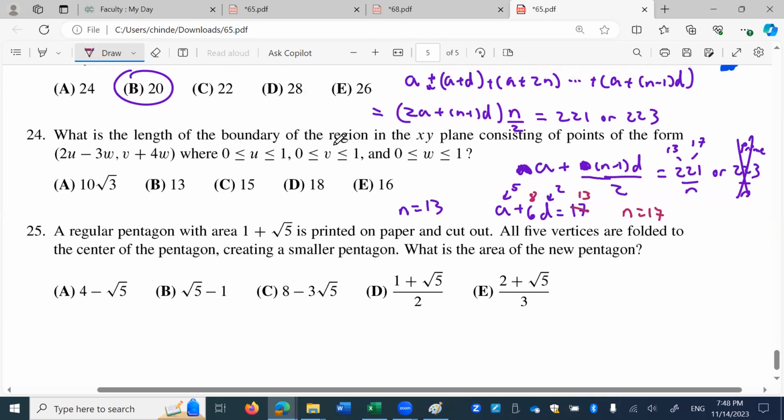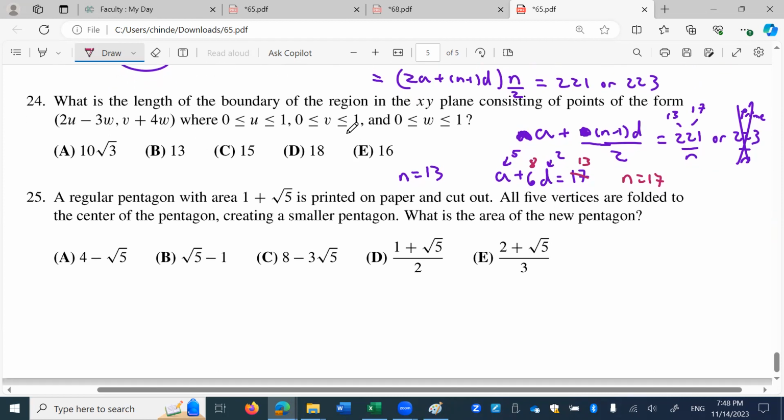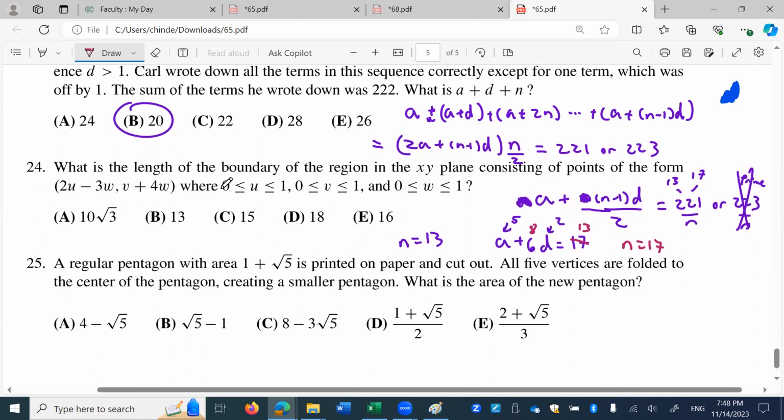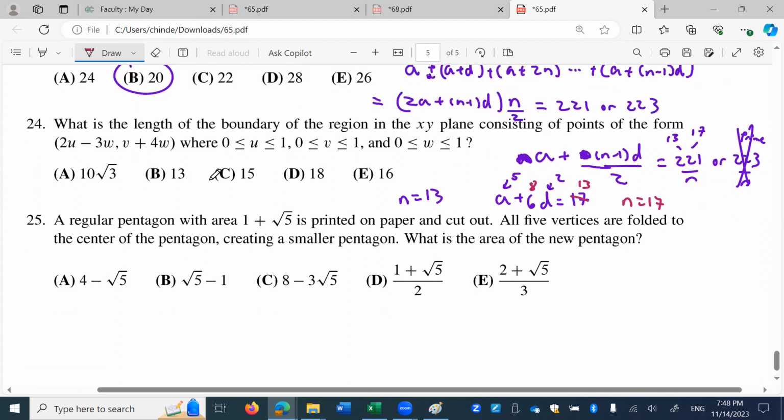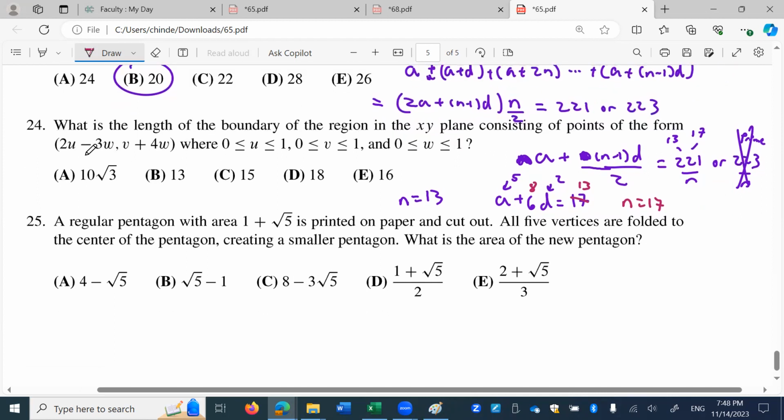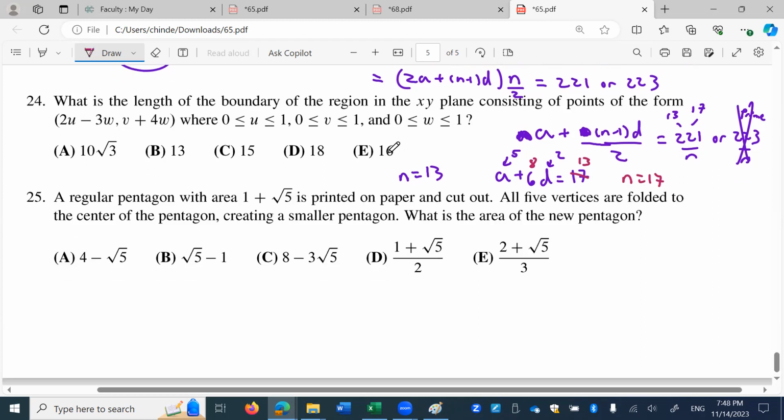All right, so we have to form a region in the plane of points that look like this, where U, V, and W are between 0 and 1. So I think what I'm going to do is I'll figure out what happens when W is 0 and U and V are anything, and then I'll figure out what happens when W is 1, and it'll be just like all the line segments joining the corresponding points in those two regions. So I'm going to do this problem down here, and then I'll have to go to a different sheet of paper for 25.